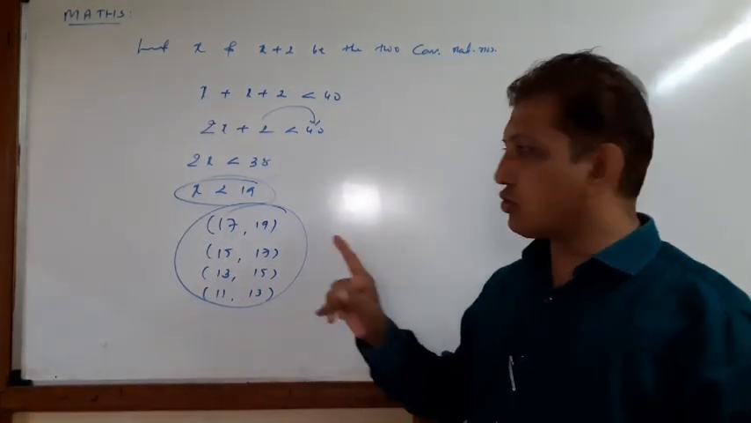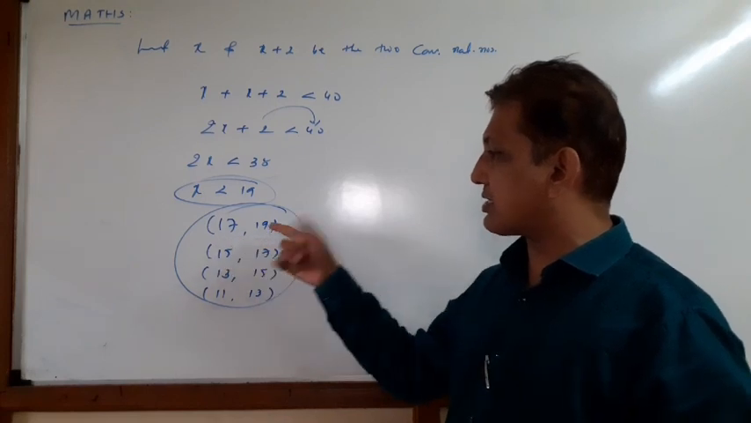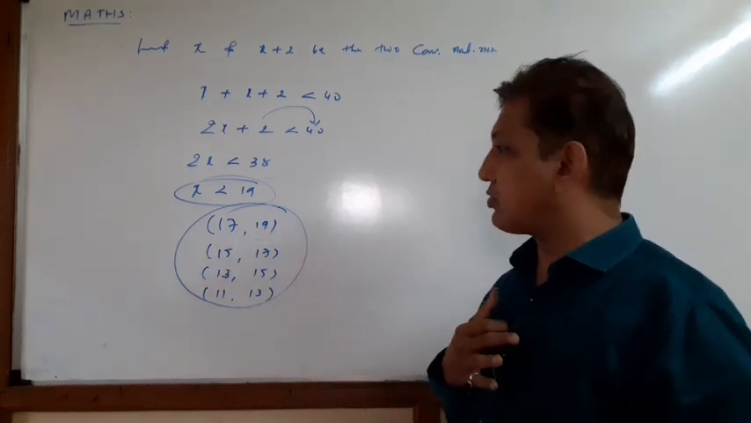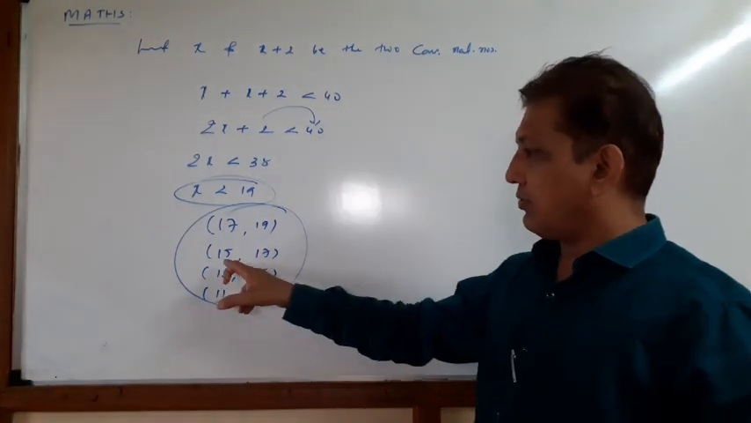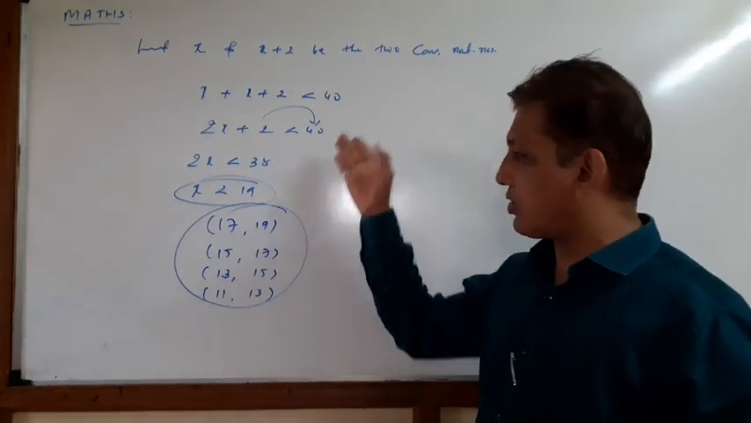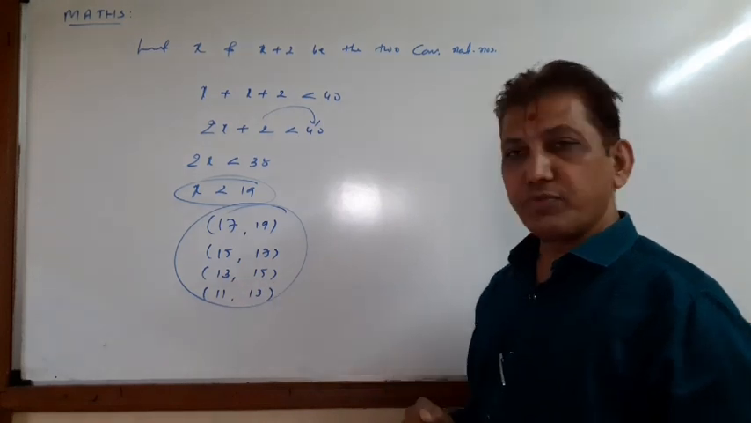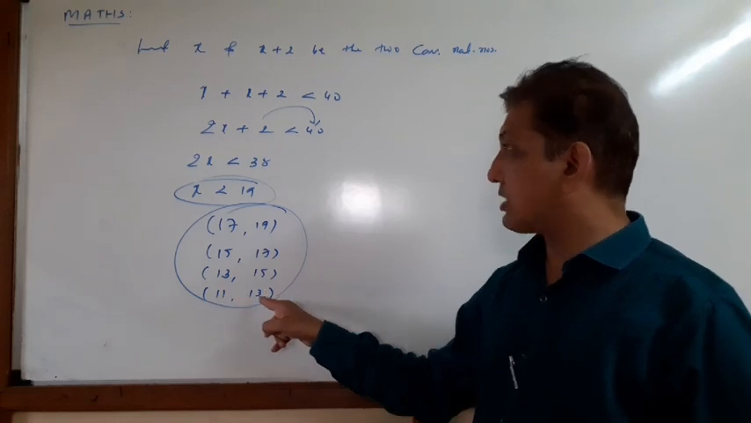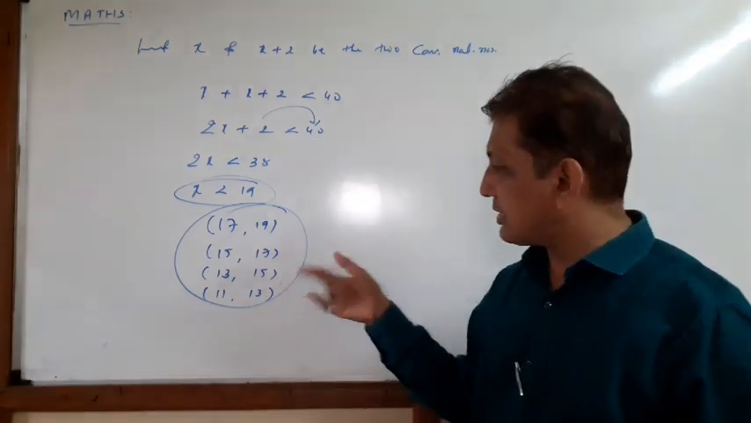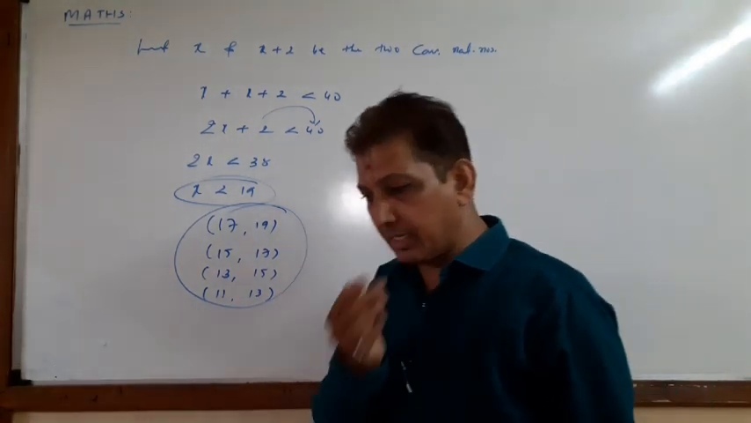You can also check: 17 plus 19, the sum of these two numbers, is 36, less than 40. 15 plus 17, 32, less than 40. 13 plus 15, 28, less than 40. 11 plus 13, 24, less than 40. That is our sum, and it is right. Okay, clear?